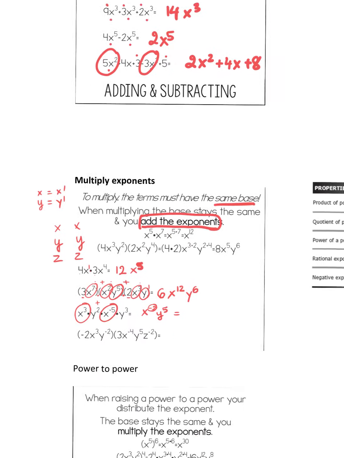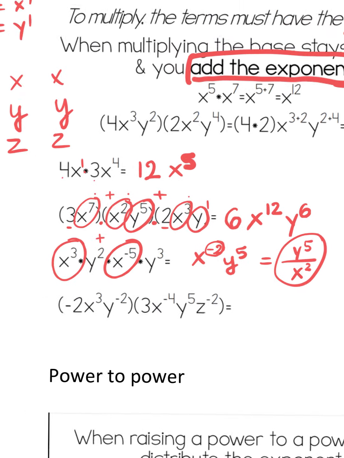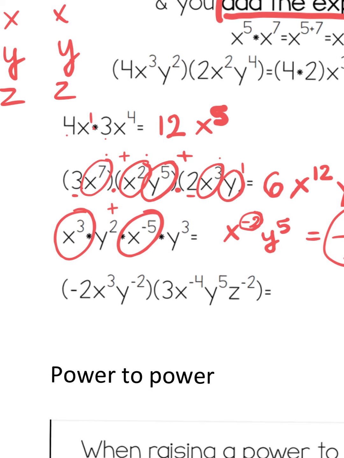Okay, so let's review it. So y raised to the power of 5 is positive, we keep it like that. And we flip x raised to the power of negative 2, it will be at the bottom, and negative becomes positive. All right, next one.